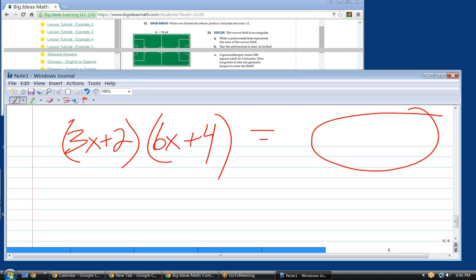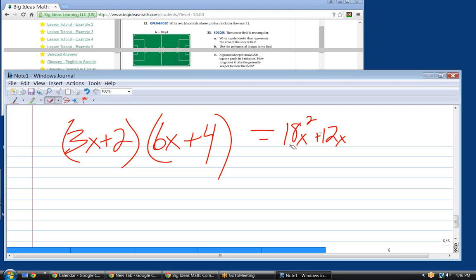Well, let's do that. Multiply this out. What's the first term? It would be 18x squared. Then the second term would be plus 12x. And then, oh, I see where I went wrong.